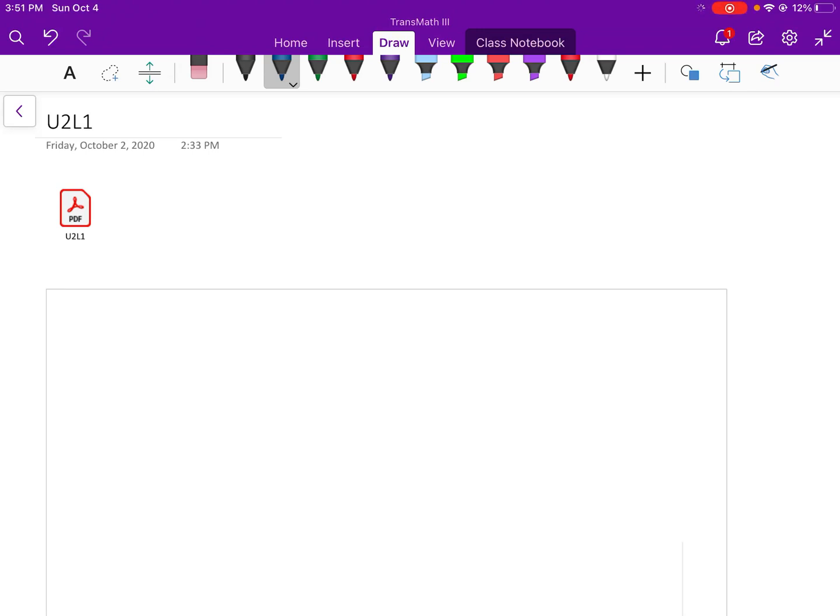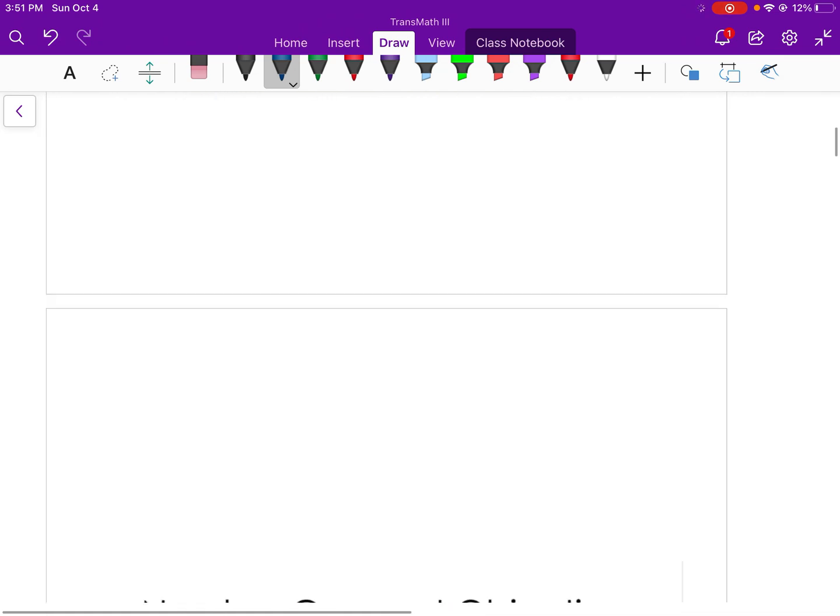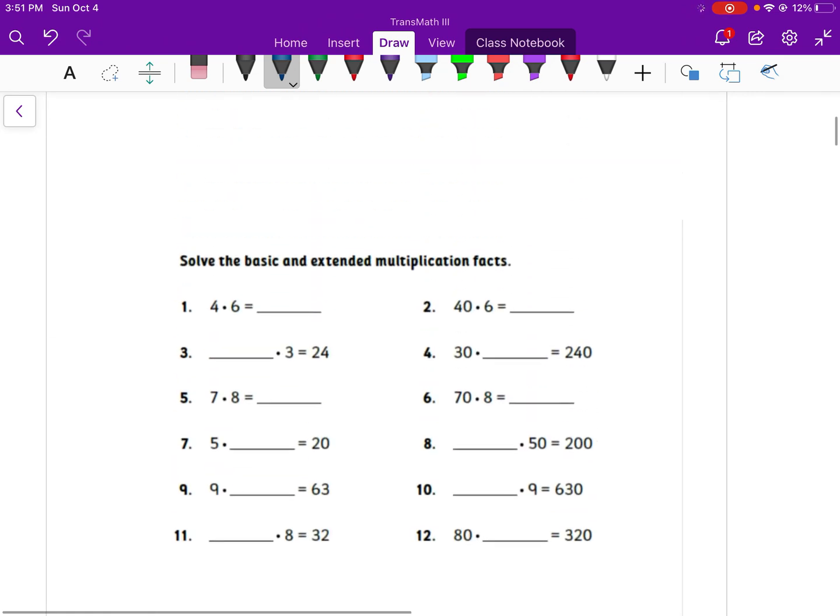Alrighty, Unit 2, Lesson 1. Page 46 is your skills maintenance, so pause this video and go ahead and work on that page. For our skills maintenance, solve the basic and extended multiplication facts. Just filling in the blanks.